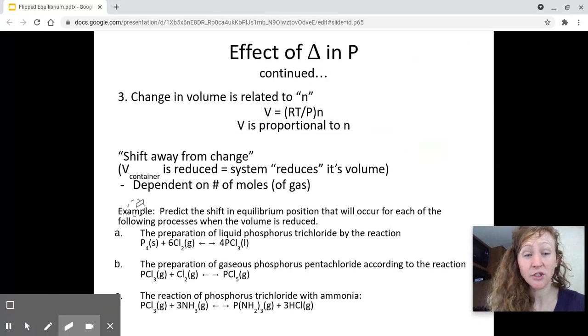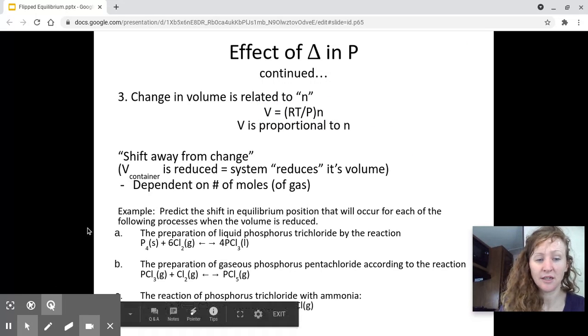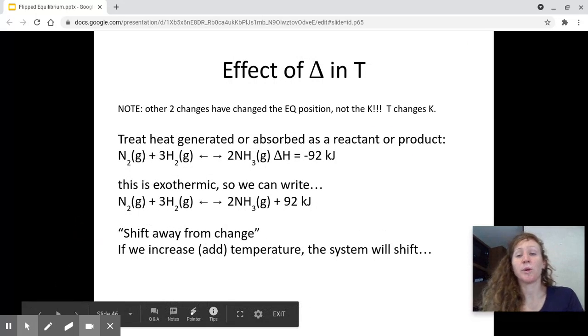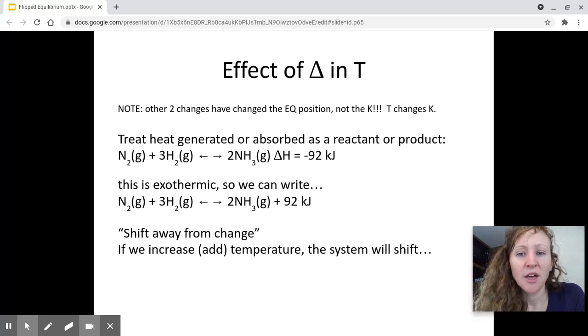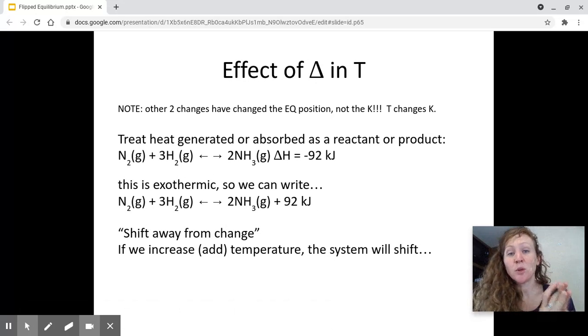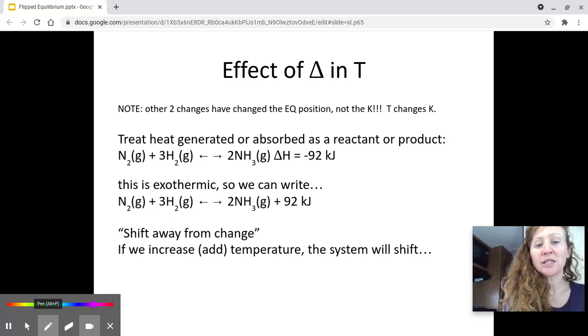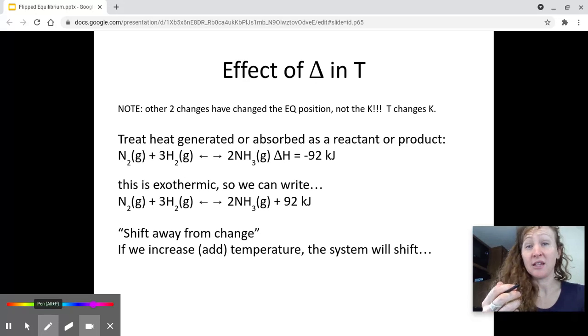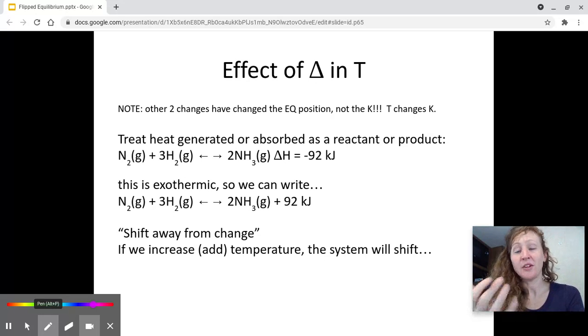Very quickly, I want to introduce you to our last thing that can affect our equilibrium positions, and that's a change in temperature. Okay, so the other two changes have changed the equilibrium positions, but not the K. This one is going to mess with your K. But again, it's just the same concept, right? Our system is going to shift in order to minimize the stressor. So the thing is, we have to consider what our system is in terms of temperature. So in order to do that, we need to consider it in terms of either being endothermic or exothermic.